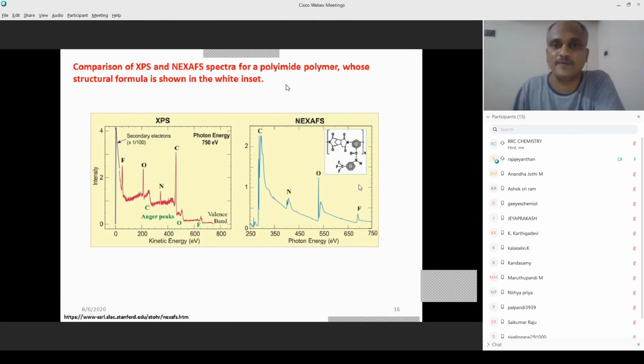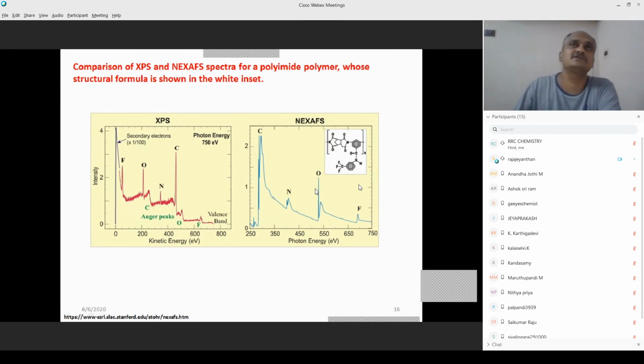For example, if you take a polyimide polymer, shown in white in the inset image of the NEXAFS spectra, in this polymer there are 4 different atoms: nitrogen, oxygen, carbon, and fluorine. In the XPS spectra, you get elemental peaks for all these 4 elements, one each for fluorine, oxygen, nitrogen, and carbon. Similarly, in the NEXAFS spectra, you can see carbon, nitrogen, oxygen, and fluorine. But if you watch the peaks carefully, in the XPS spectra all the peaks are single peaks, but in the NEXAFS spectra there are multiple peaks.